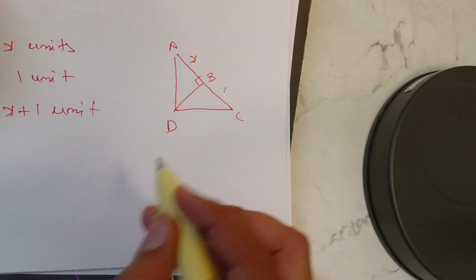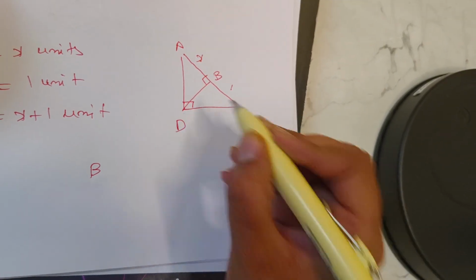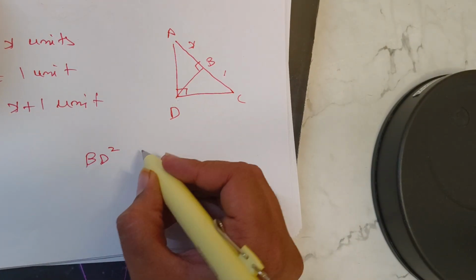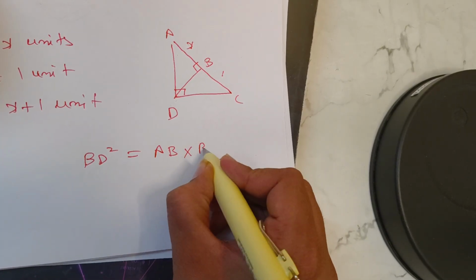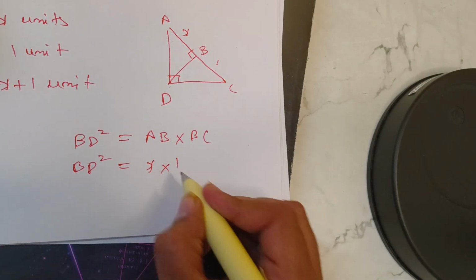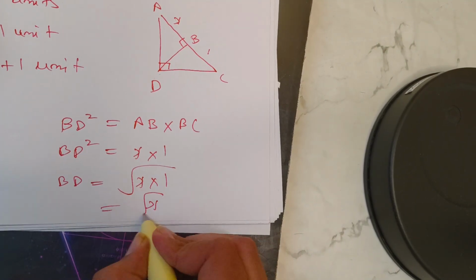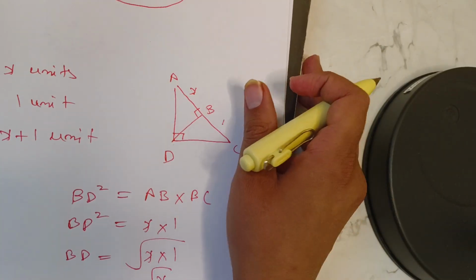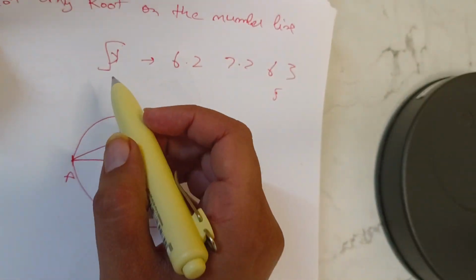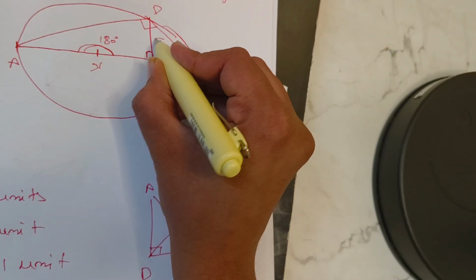Now we have a simple formula: when we draw a perpendicular from the 90 degree angle to the hypotenuse, BD square is equal to AB into BC. So BD square here is equal to X into 1. So BD will be under root of X into 1, that is under root X. That's it. We had to plot under root X, and X can be any number. So BD is basically our under root of X.